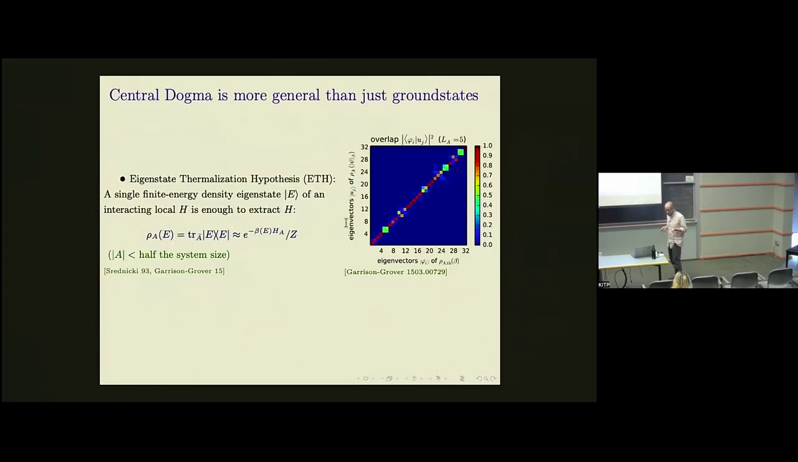I'd like to emphasize that this principle is more general than just statements about ground states. So one fact that many of you, I think, probably know about is the eigenstate thermalization hypothesis, and this is a consequence of the central dogma. So one way to think about it is, it says that if I have an interacting enough local Hamiltonian, then a single eigenstate in the middle of the spectrum of the Hamiltonian is enough to reconstruct the whole Hamiltonian. That is, if I consider the reduced density matrix of any region that's less than half of the degrees of freedom of the system, then one version of this hypothesis is that it takes the form of a Gibbs state where the entanglement Hamiltonian is the Hamiltonian of the region. So in particular, you can extract the whole Hamiltonian from the reduced density matrix, and so that necessarily means that it contains all of the universal information that you might want to know about, because it also contains a lot of non-universal information.